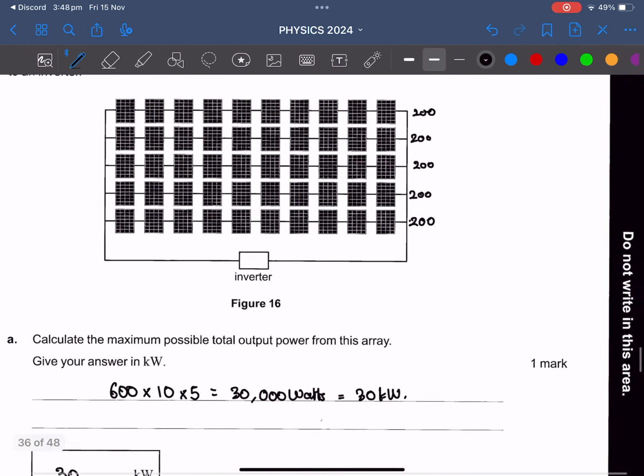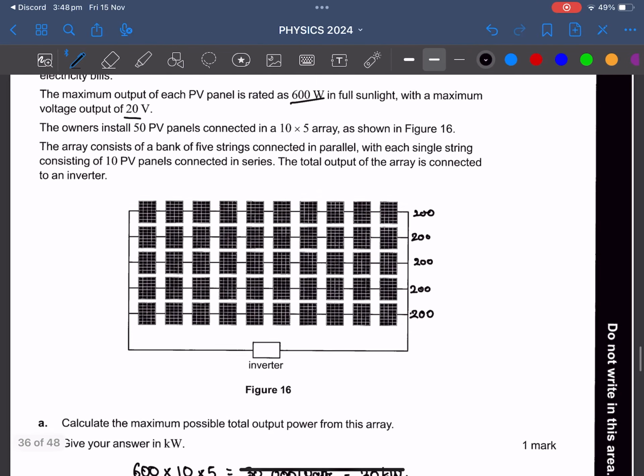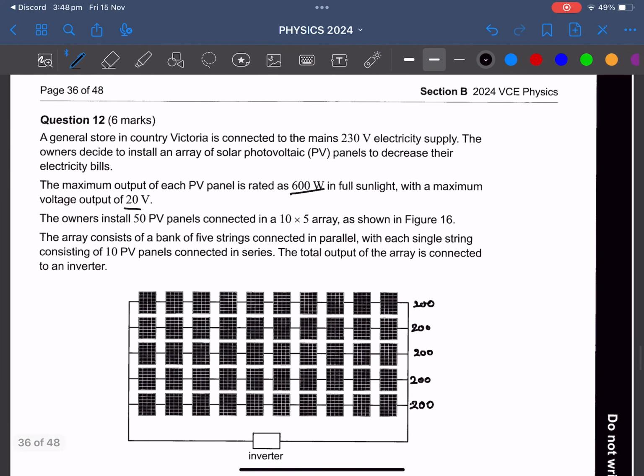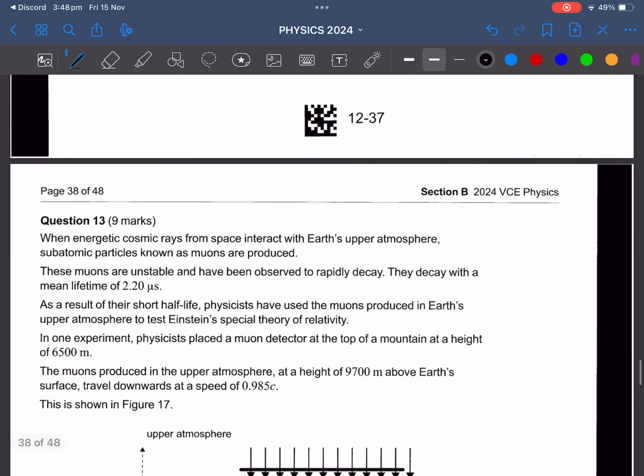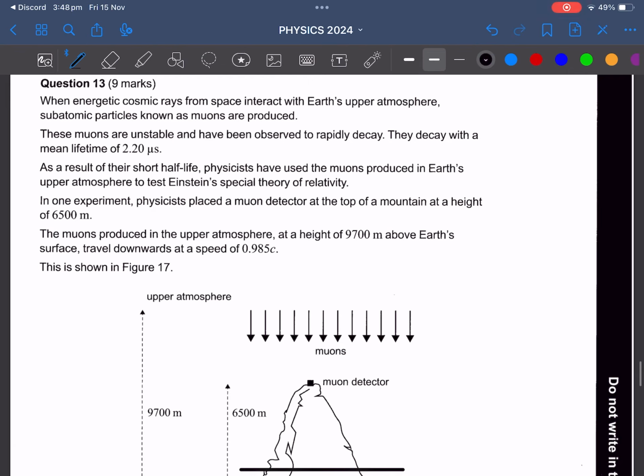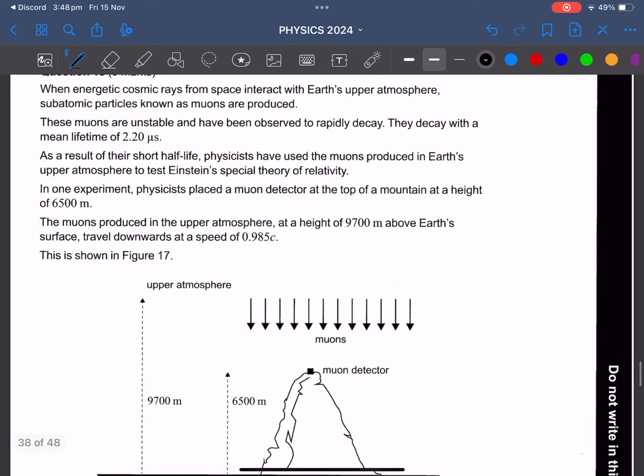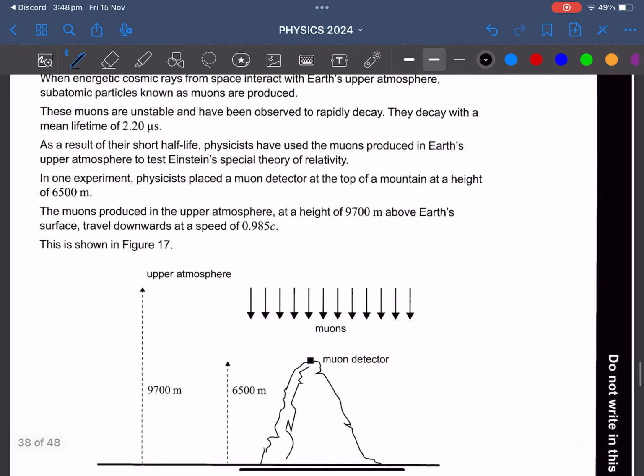Okay, this is an interesting question, actually. So when energetic cosmic rays from the space interact with Earth's upper atmosphere, subatomic particles known as muons are produced. These muons are unstable, have been observed to rapidly decay. They decay with mean life of this, okay?